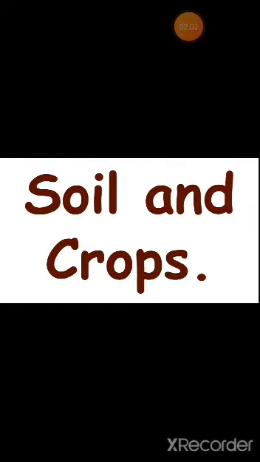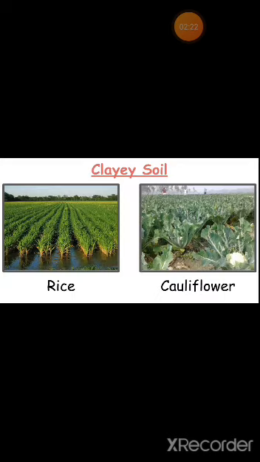So, our next topic is soil and crops. You know that soil is affected by wind, rainfall, temperature, light and humidity. These factors as well as components of soil determine the various types of vegetation and crops. For crops like rice and cauliflower, clayey soil is required.